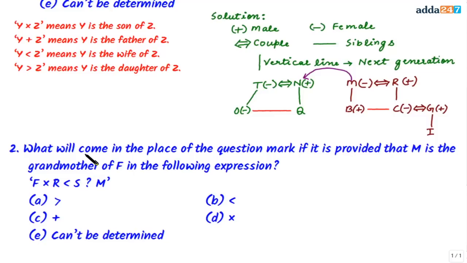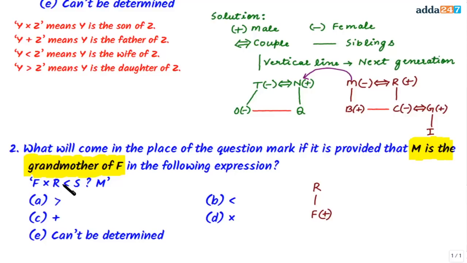Let's look at the second question. What will come in the place of question mark? That means here, if it is provided that M is the grandmother of F in the following expression. So M is the grandmother of F. This is provided. Let's make a diagram like this here also. So here it is F cross R. That means from this information, F is the son of R. So F is the son of R means this, and F is male.